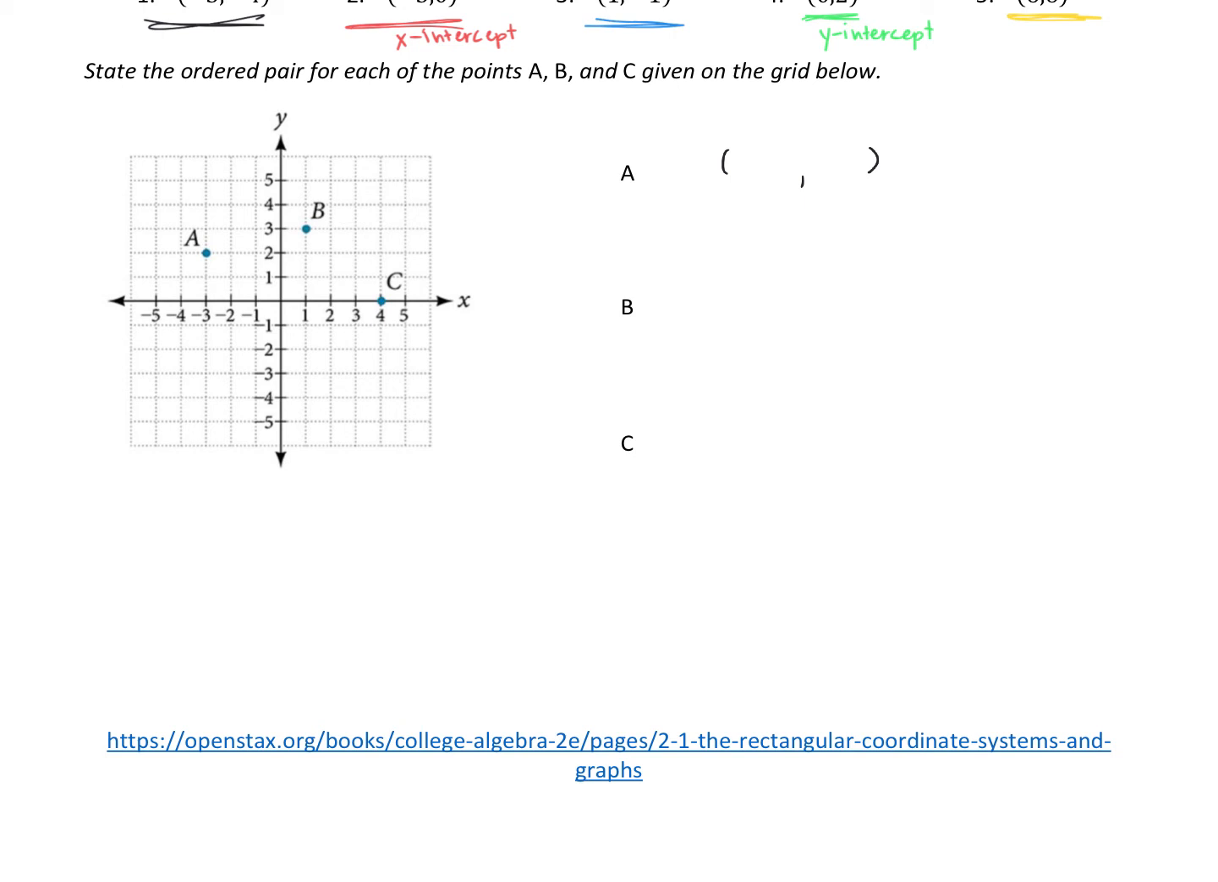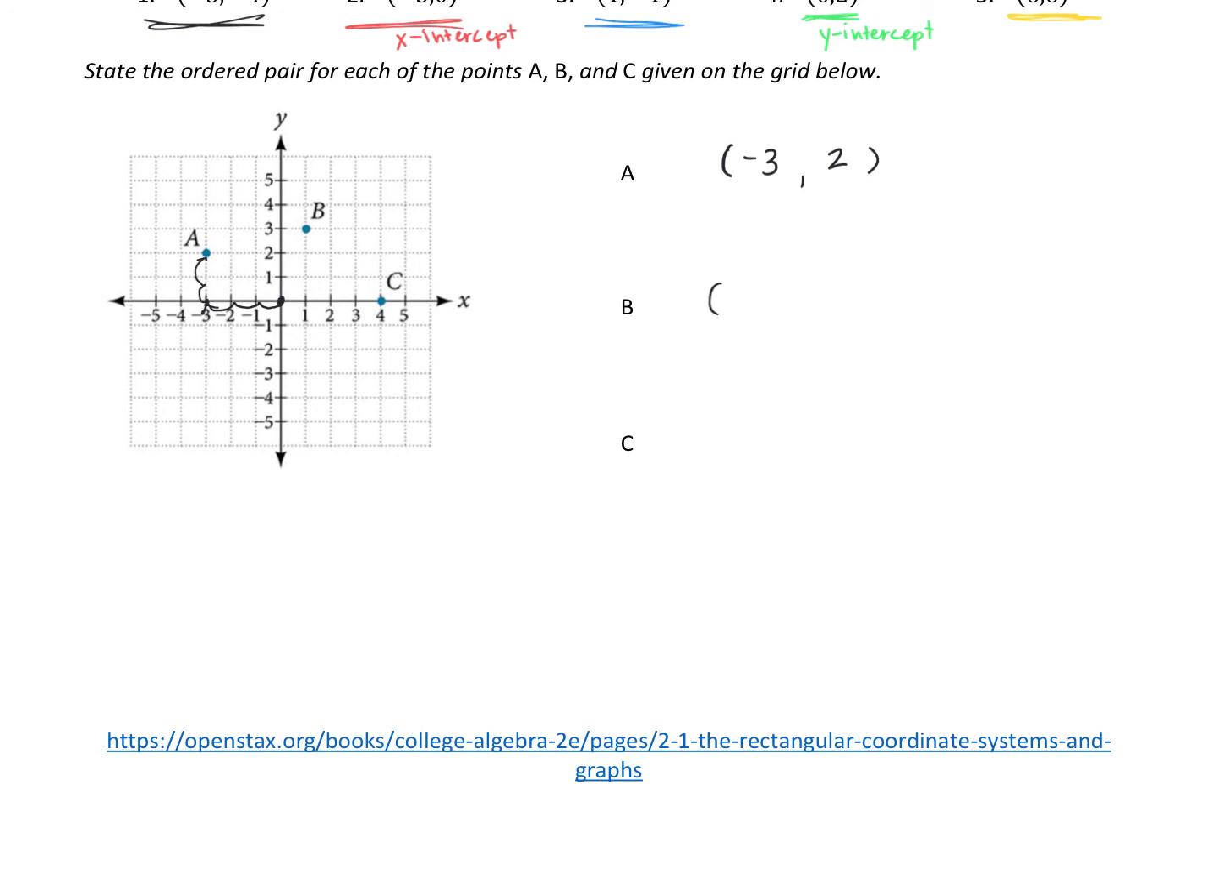The first value has to be the left or right value, the x value. So if I'm starting at the origin and I'm trying to get to A, I would have to move over to the left 3 times. So the x value would be -3. Now for the y value, in order to get from this x-axis to the A, I would have to move up 2 times. So that would be a +2. So the ordered pair for A is (-3, 2).